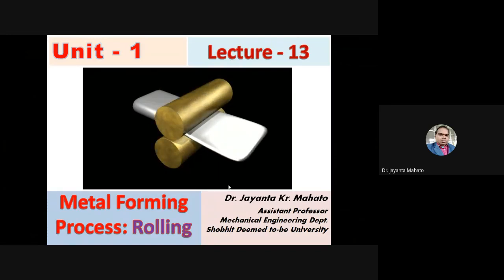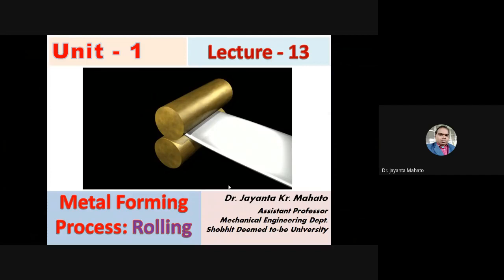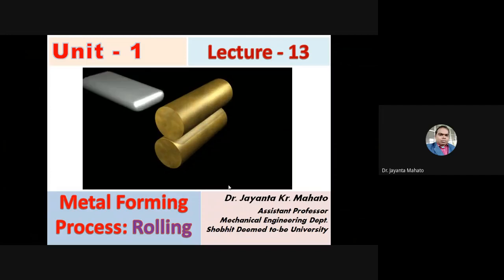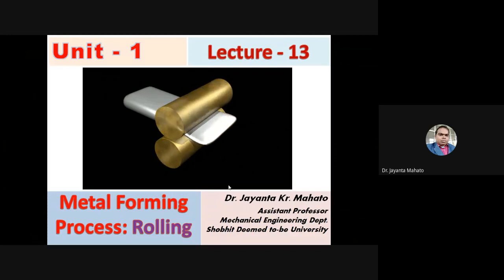In the previous class, we talked about different types of forming processes like rolling, welding, bending, extrusion, wire drawing, deep drawing. All these processes are metal forming processes, and these are actually manufacturing processes.